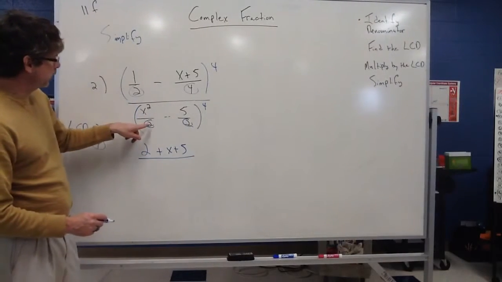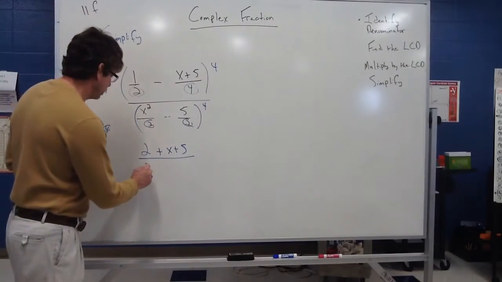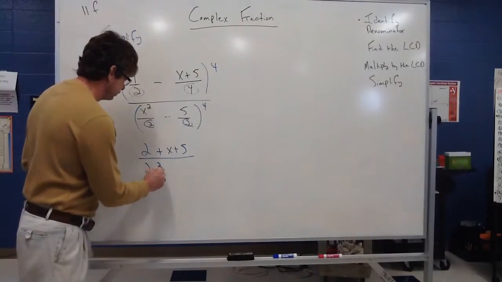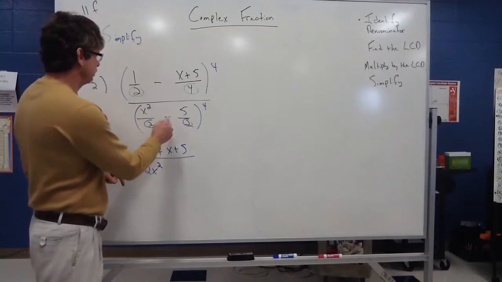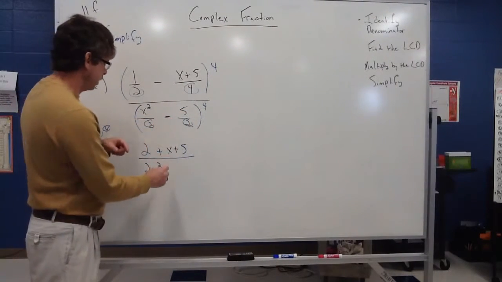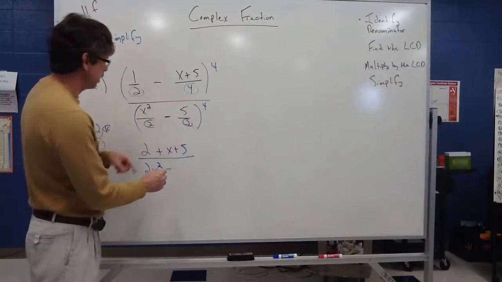On the bottom, we see 2 goes into 4 twice. 2 times x squared is 2x squared. 2 goes into 4 twice. 2 times 5 is 10. That was a subtraction symbol, so I have a minus. Again, 2 went into 4 twice. 2 times 5 is 10.